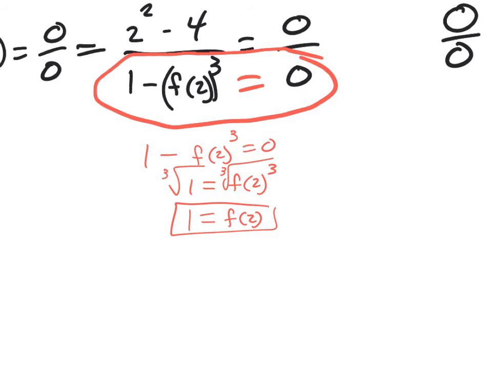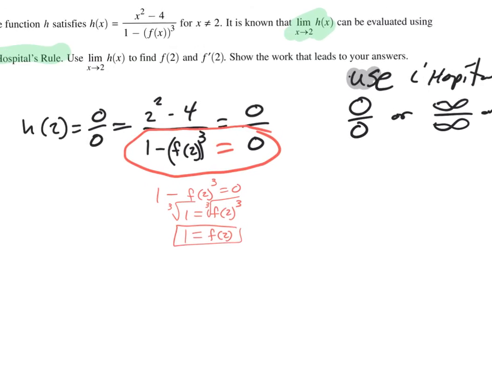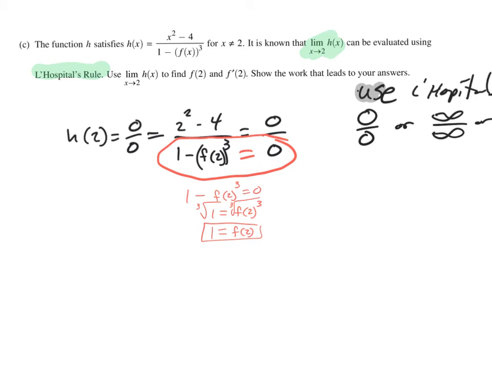That'll be important because if you look at this problem, what does it say next? It says use the limit as x approaches 2 of h of x, which is essentially what we just did. We knew we could use L'Hopital's, and in order to use it, we'd have to get some indeterminate form. So I set this equal to 0 over 0, and we found out that f of 2 is 1. So we actually have part of the answer already. We also need to find f prime of 2 and show the work that leads to the answer. Well, we got f of 2, so let's think about f prime of 2.